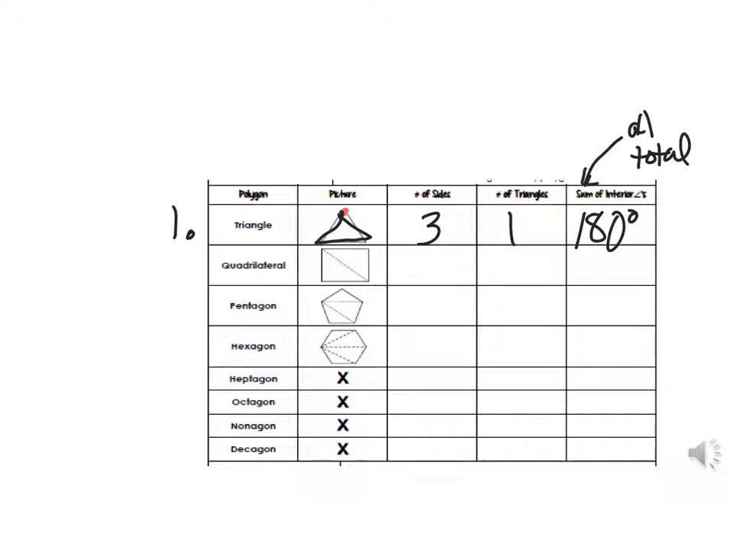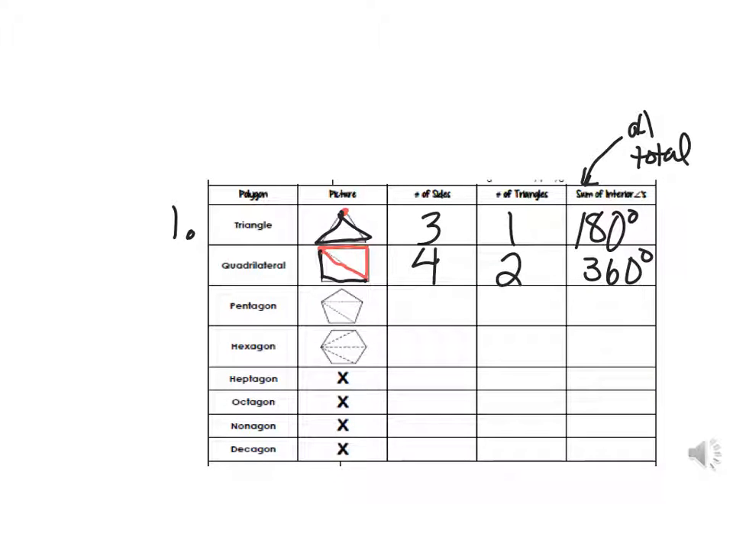Quadrilateral, I'm going to stand here, 4 sides. Clearly, I can see 2 triangles here. That's 1 triangle. Here's another triangle. How many sides? 4. How many triangles? 2. So the interior angles of a quadrilateral is 360 degrees.